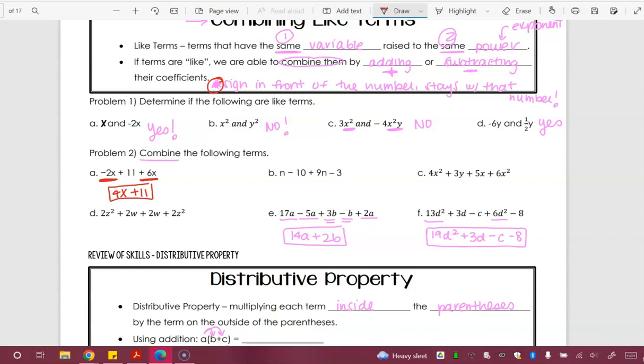Let's do it again. I underline like terms, so I've got n plus 9n. That gives me 10n. Notice how I underline that sign in front of the number. And then I've got negative 10 minus 3. That gives me negative 13.